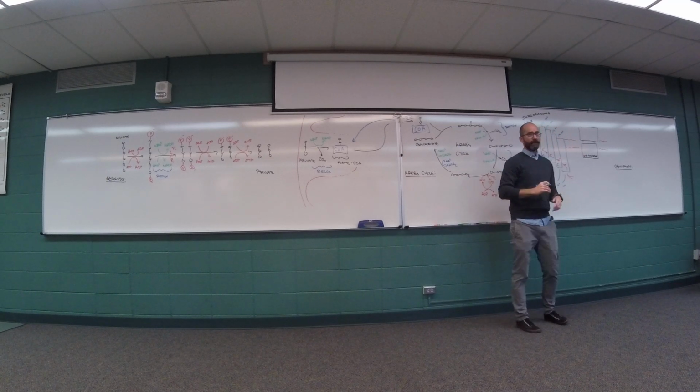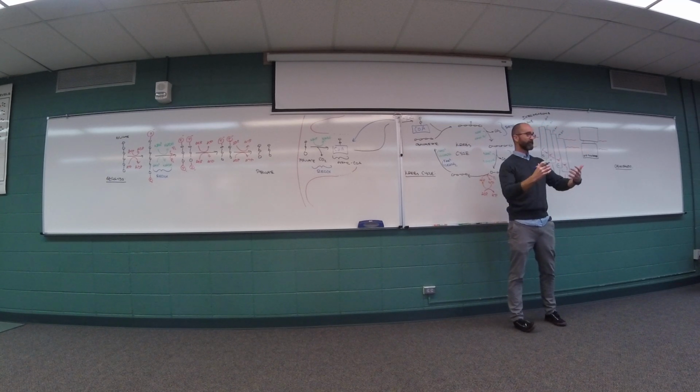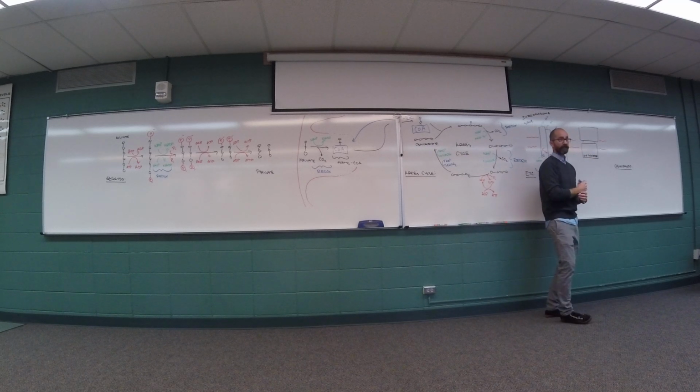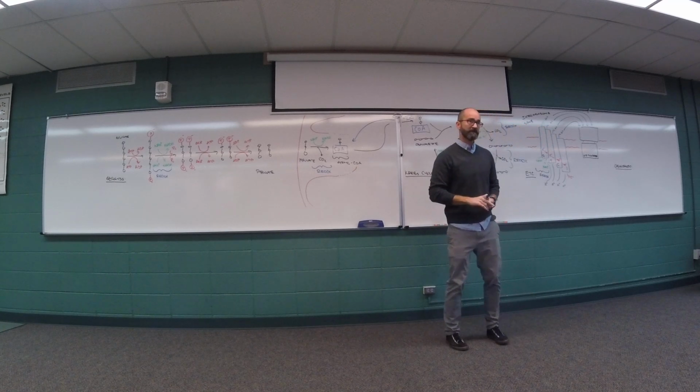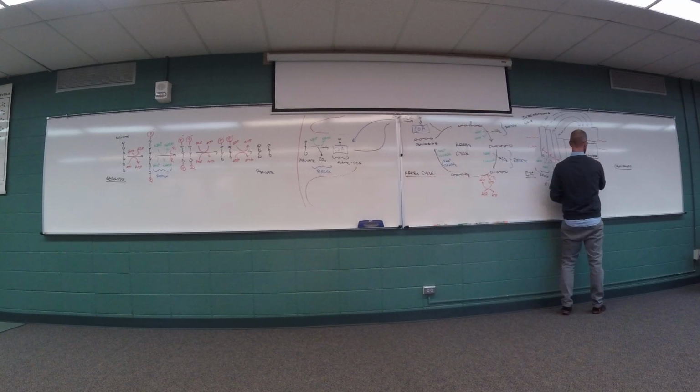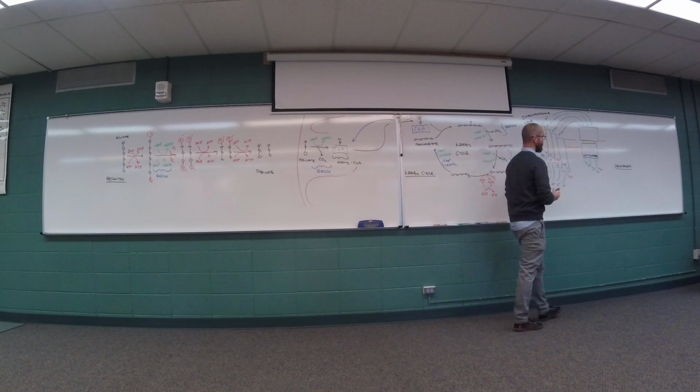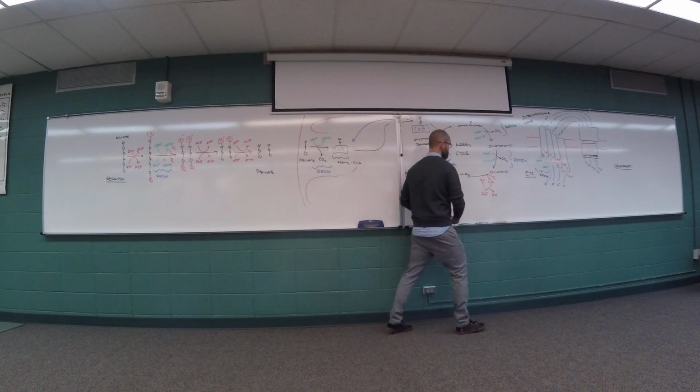Now, the proton gradient is unhappy. It wants to diffuse back across the membrane, and the molecule that allows it to diffuse back across the membrane is ATP synthase, right? So these protons just fall back through ATP synthase. And when they fall through ATP synthase, it causes the molecule to do what? To spin. Spin. And that's kinetic energy. And that kinetic energy is used to create ATP. Exactly right.